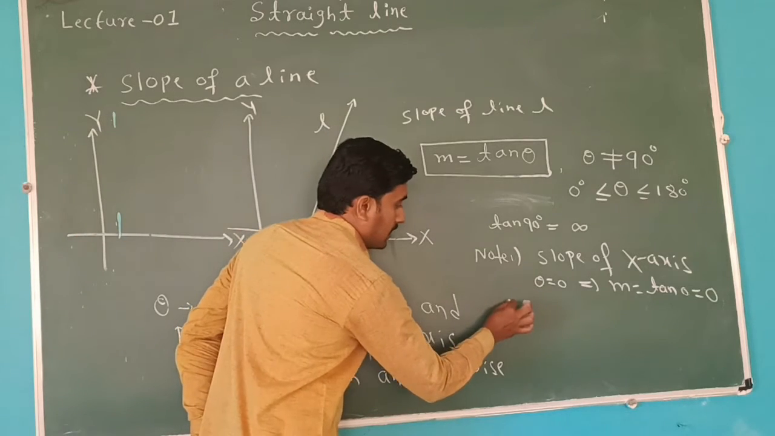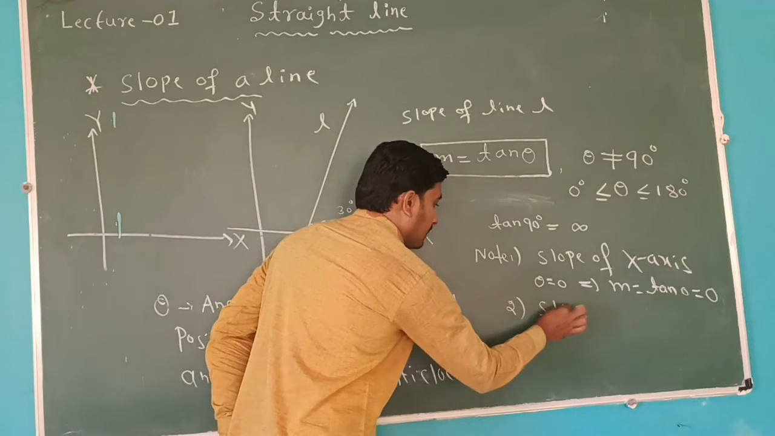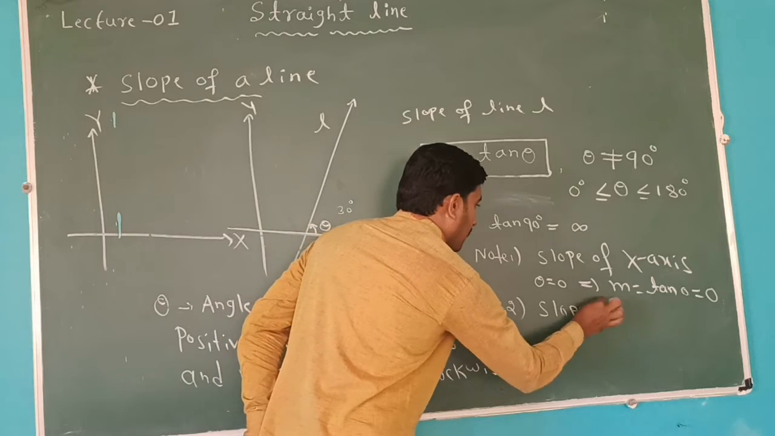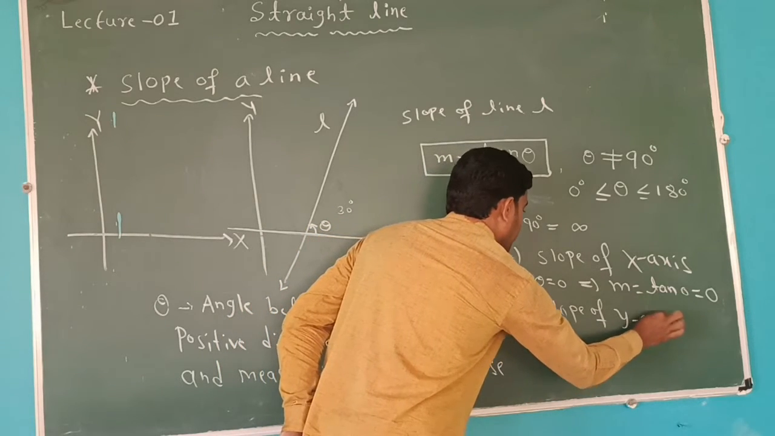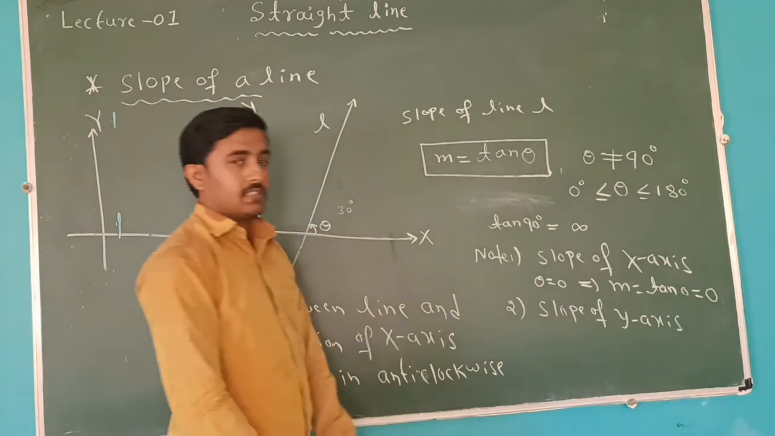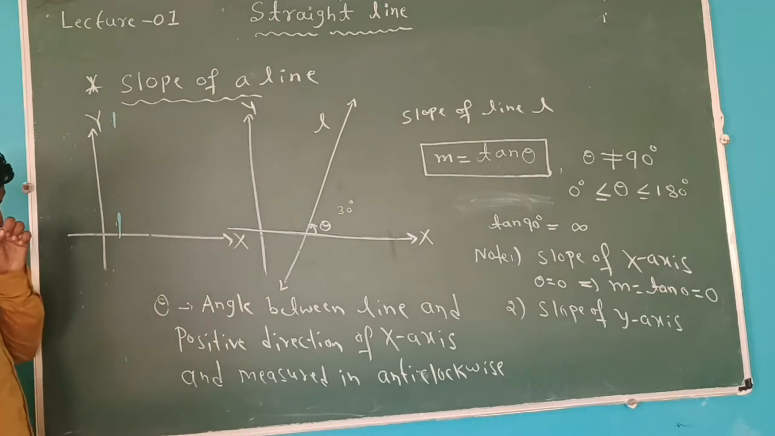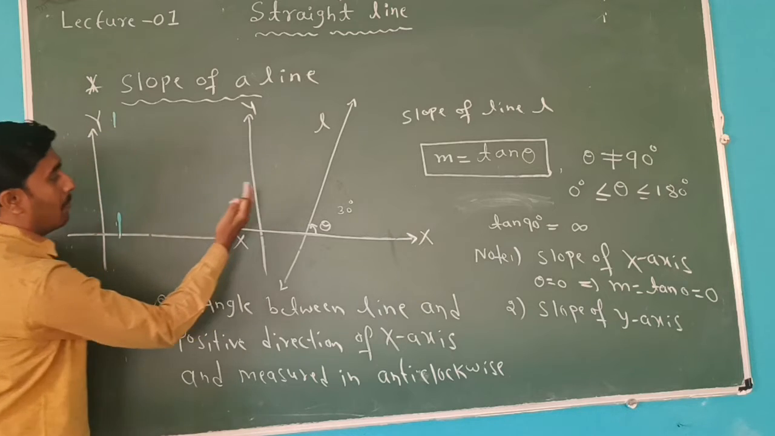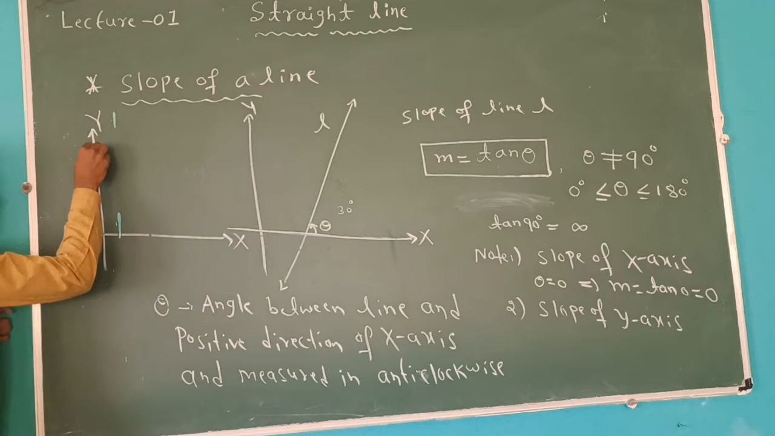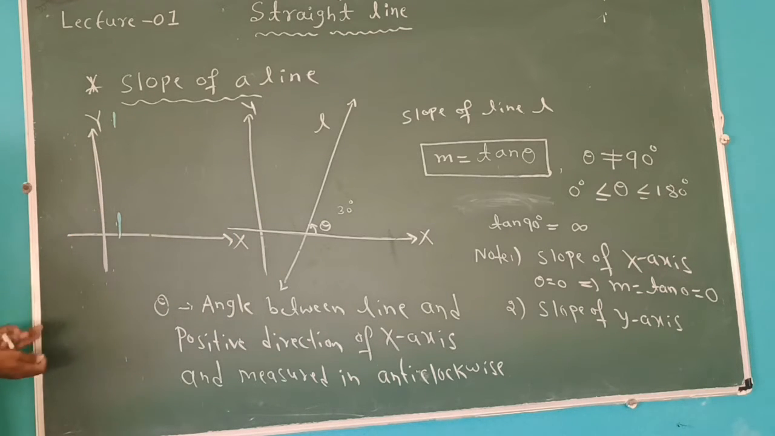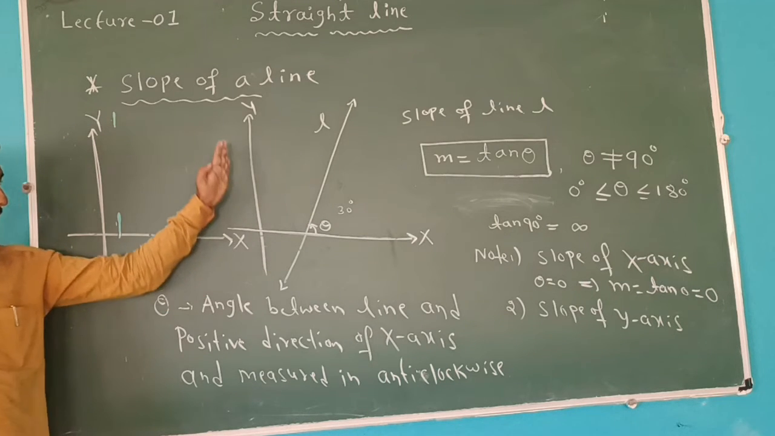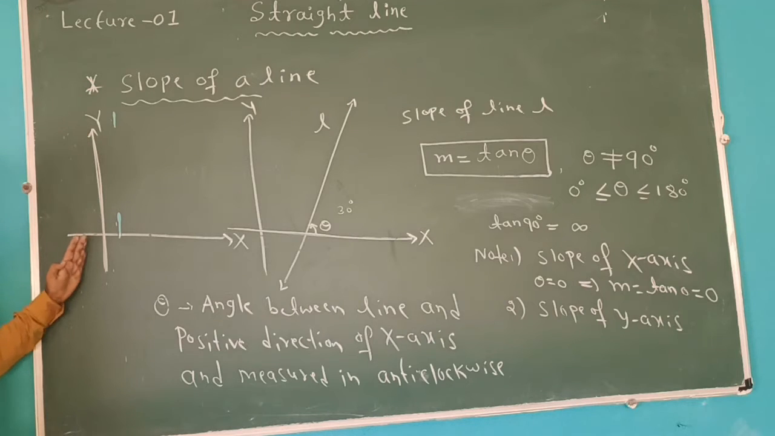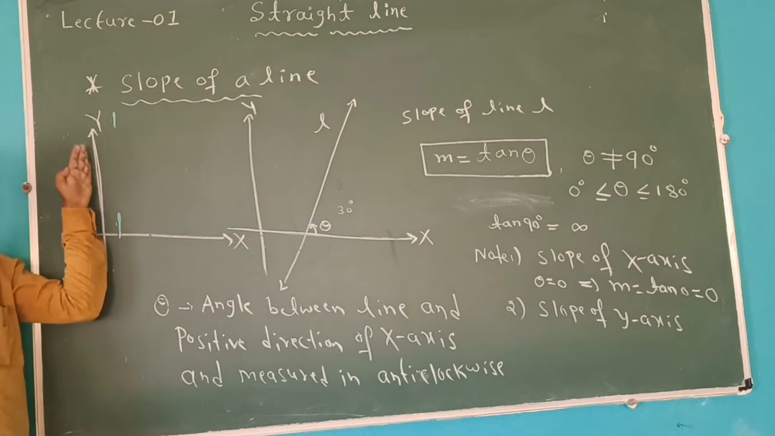And the second one: what is the slope of the y-axis? Slope of the y-axis. What is the slope of the y-axis here? This line moves anti-clockwise and is superimposed on the y-axis. This line is moving vertically and lies on the y-axis. Here the y-axis itself becomes a line.